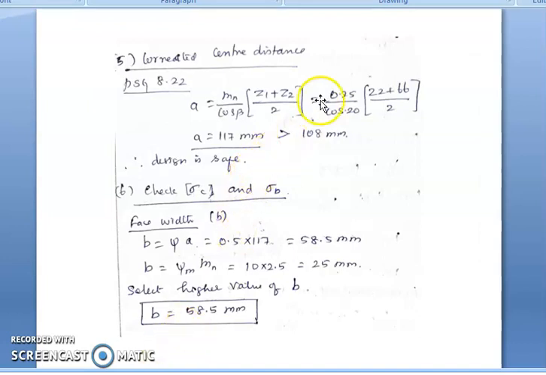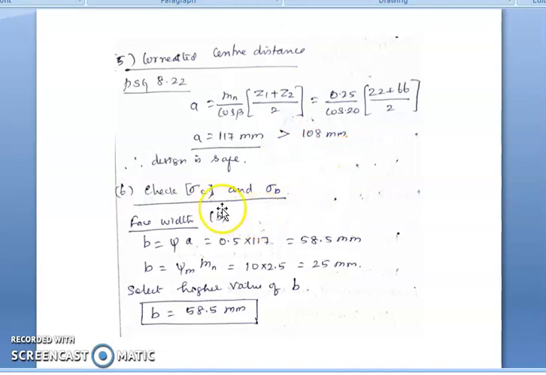Then the corrected center distance, which is also available at page number 8.22. So A is equal to Mn by cos beta into (Z1 plus Z2) by 2. Now the Mn is standardized and Z1, Z2 are revised. So the revised center distance is 117. See, this is actually greater than 108 mm. So the design is safe.